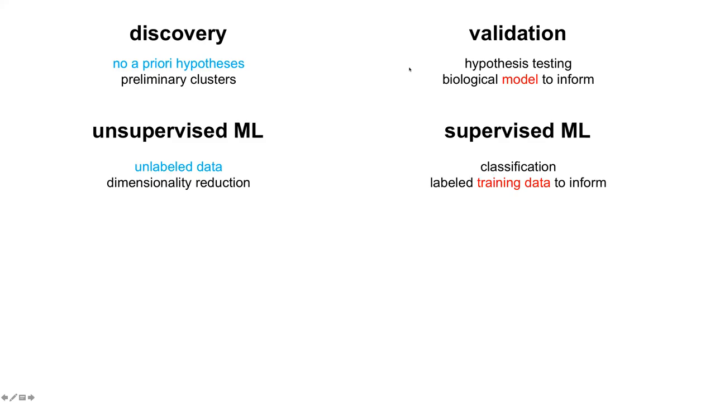Now, when you bring in machine learning, there are two different types: in general, unsupervised machine learning and supervised. Unsupervised uses unlabeled data and is essentially dimensionality reduction. Supervised, in the case of species delimitation, are classification tools where you use labeled training data sets to inform your unknown or test data set. You can clearly see the similarity between discovery and unsupervised, and validation and supervised methods. This is how I operate when I'm using machine learning in species delimitation projects.